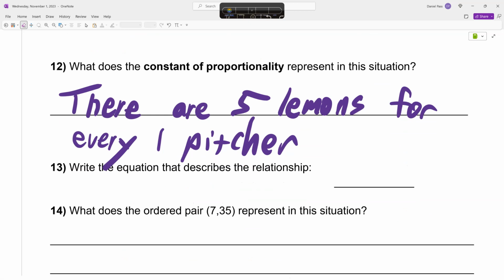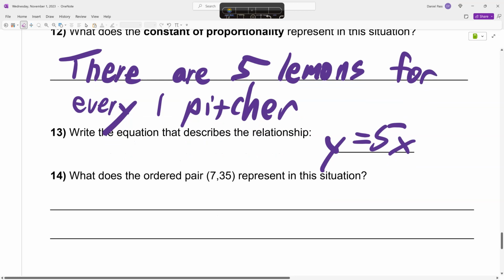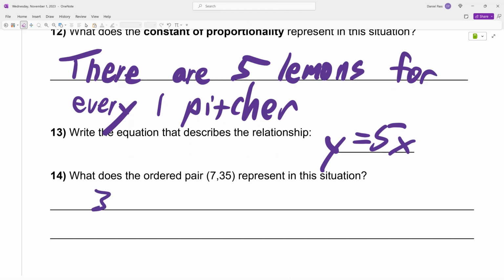Okay. Write the equation. It's almost like the other one. Y equals 5x. And what does 7, 35 mean? It means you have 35 lemons for 7 pitchers.